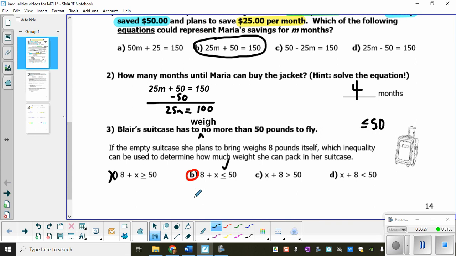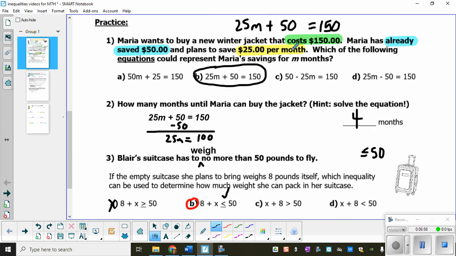But let's double check the rest of the scenario. So the empty suitcase itself is already 8 pounds. So that's why there's an 8 here. So the suitcase itself weighing 8 pounds plus whatever Blair is going to pack has to be less than or equal to 50 pounds total. And that's why the answer choice here is B. Notice that this one is an inequality because Blair's suitcase can weigh no more than 50 pounds. So as long as it's less than 50, she's good to go. And that makes it an inequality with lots of possible different answers.